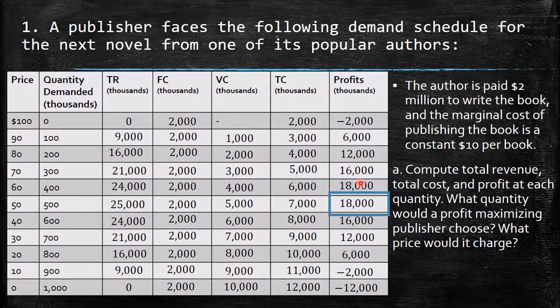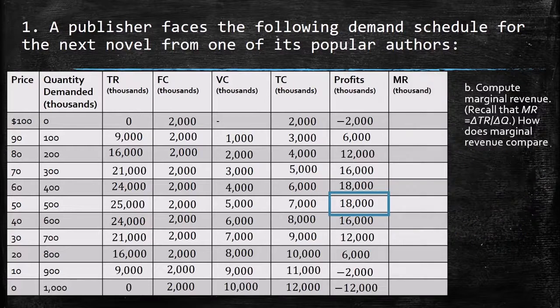Then the question, what quantity would a profit maximizing publisher choose? The quantity that the firm will produce is going to be 500,000 books, because they represent the highest profit. It's going to be 8,000 thousands, so at the end of the day 8 million. What price would it charge? The publisher charges $50.